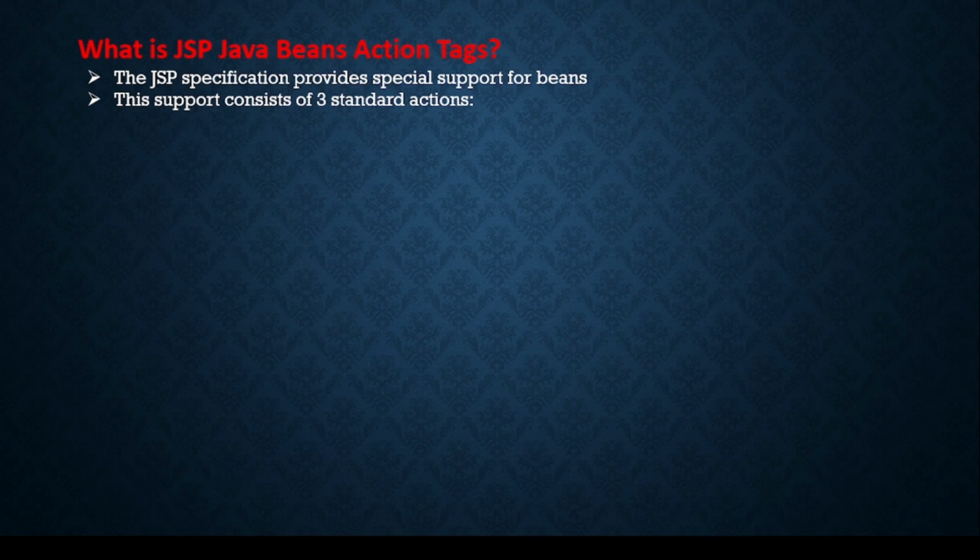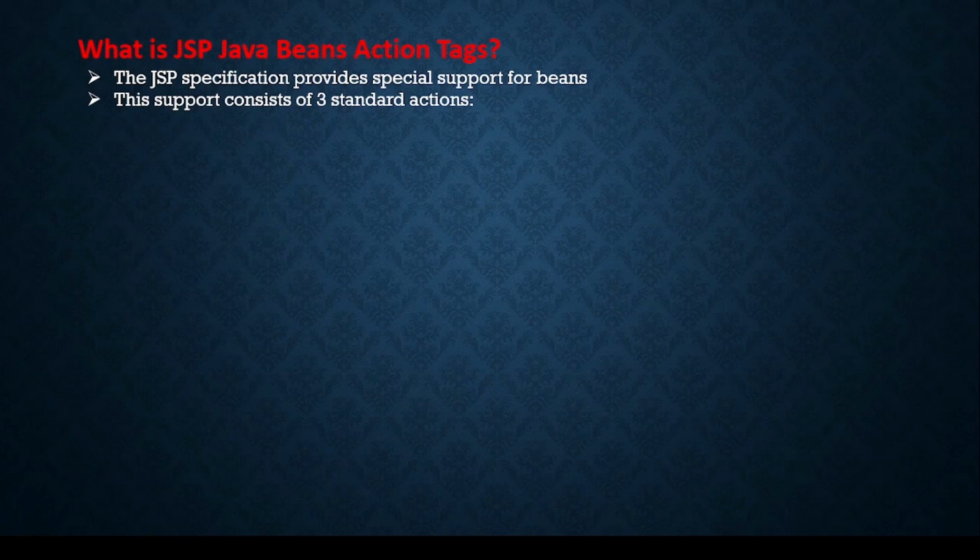Let me first tell you what we mean by a Java bean. A Java bean is nothing but a Java class which implements the Serializable interface, and that Java class has some properties. This Java class contains a no-argument constructor as well as accessor methods, that is setter and getter methods. If a class contains all these things, then we generally call this Java class a Java bean.